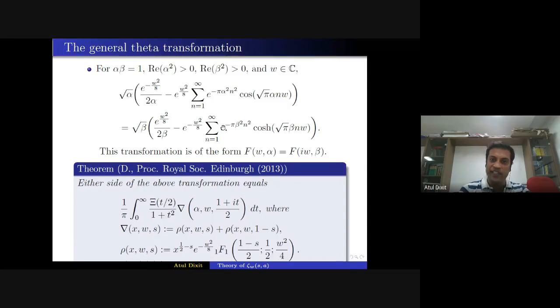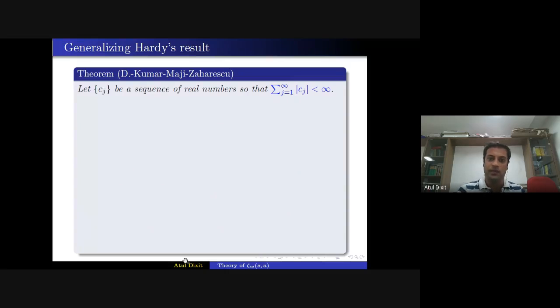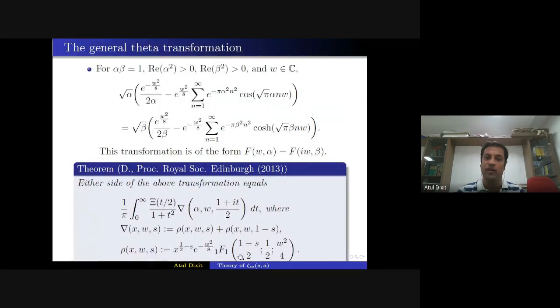But an integral involving the Riemann-Xi function equivalent to these two expressions was not known before. And I tried to find one, and here is one that one gets. So this part was similar to that in Hardy's formula. Hardy's formula involved a cosine function here. Now what you get is essentially a combination of 1F1s. So here rho of x comma w comma s consists of this 1F1, and then you have rho of x comma w comma 1 minus s.